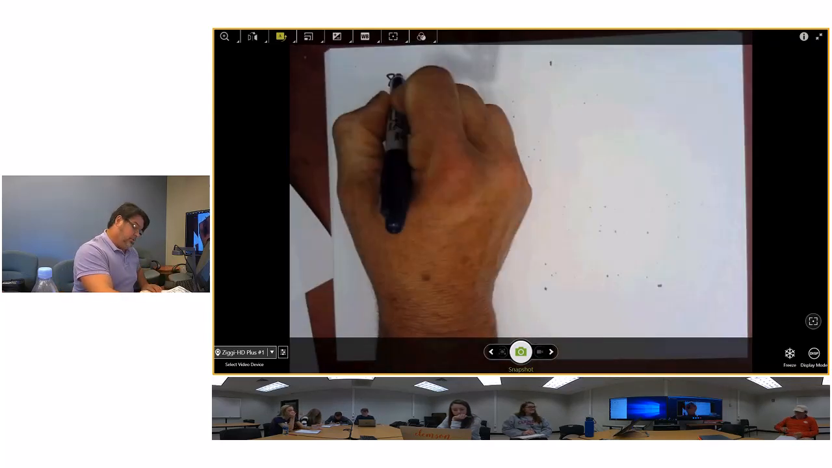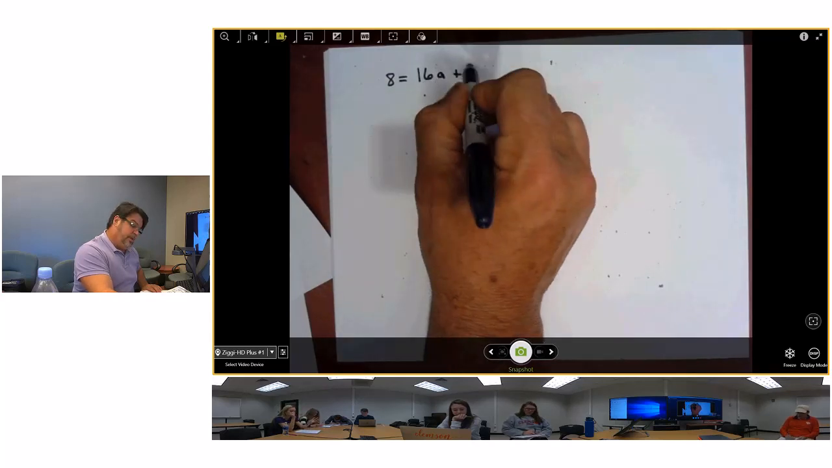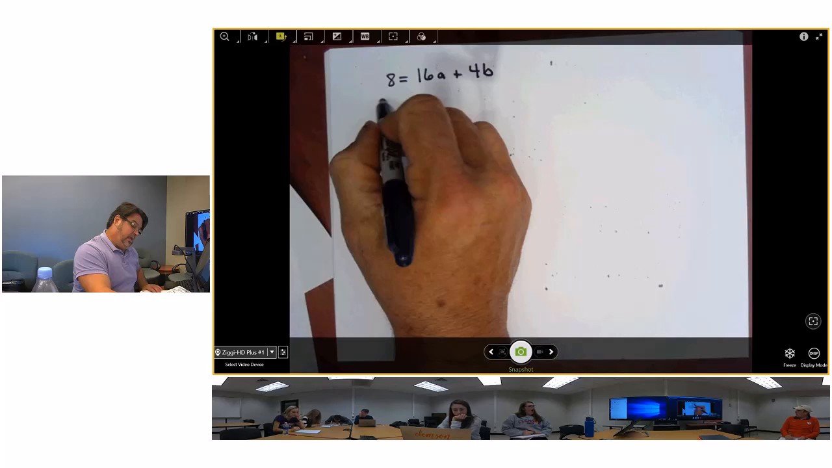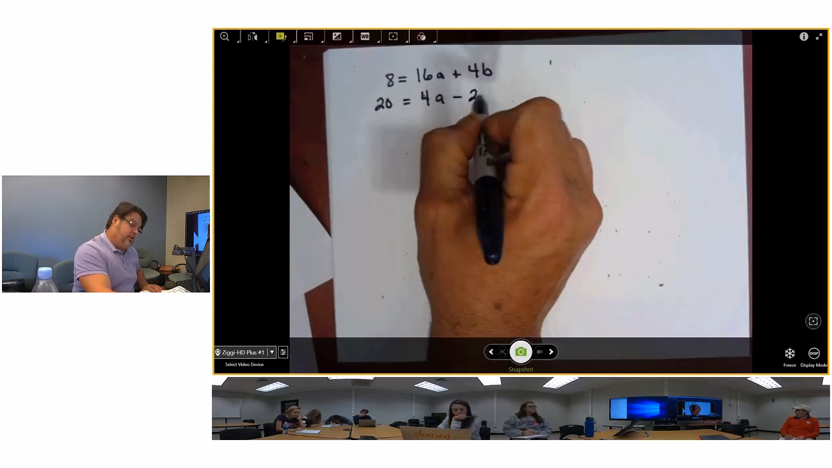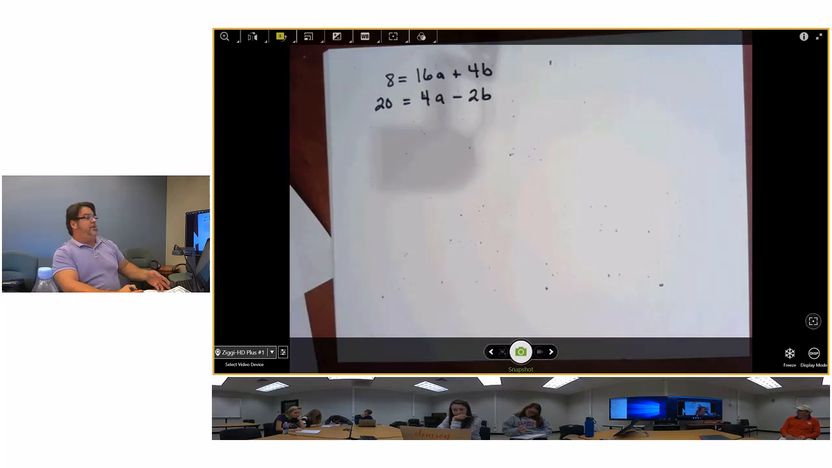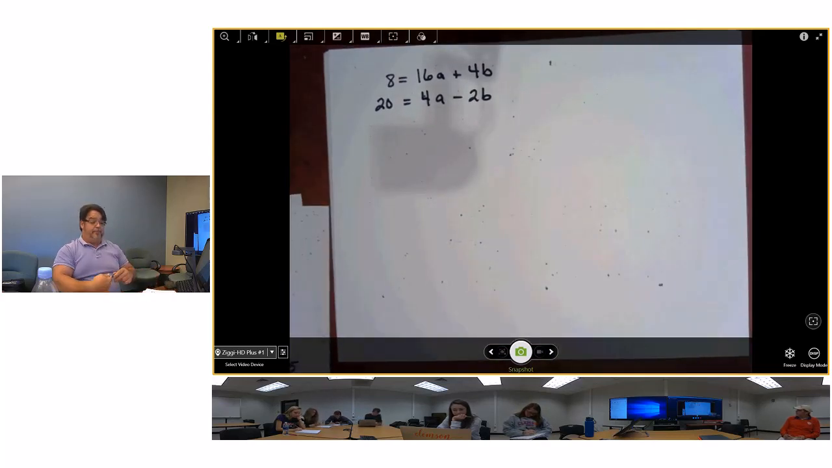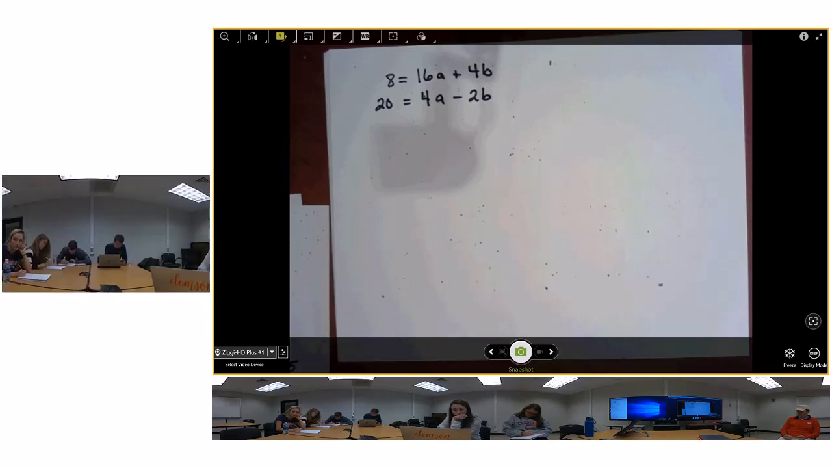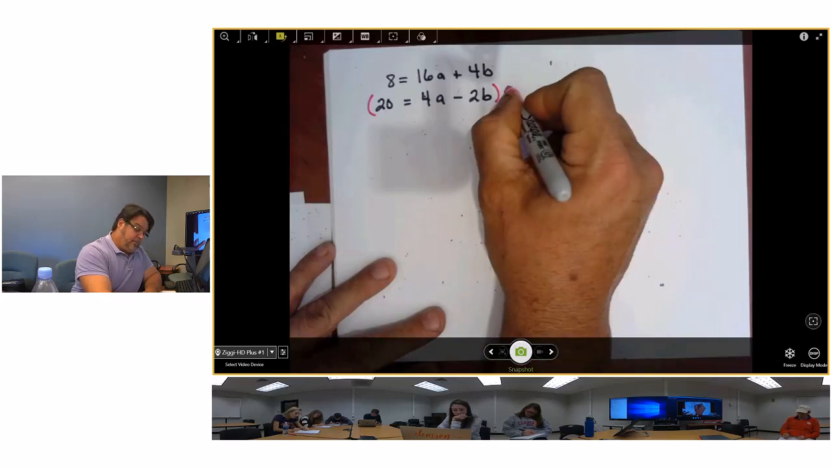All right. 8 is equal to 16A plus 4B. 20 is equal to 4A minus 2B. Now, what do y'all think I'm going to get rid of first? The B. Why? Because they're already opposite signs, less work. So I'm going to multiply the bottom by 2.